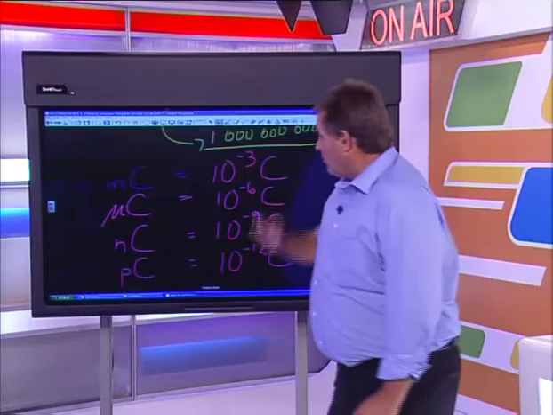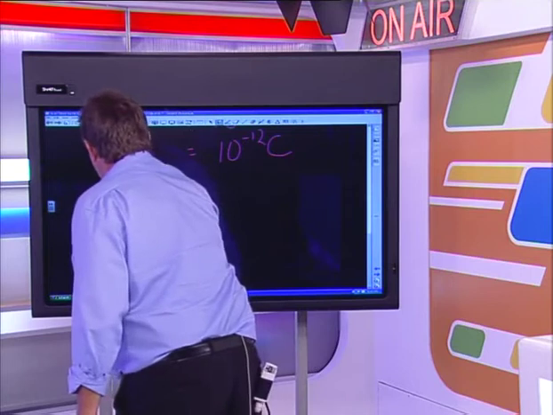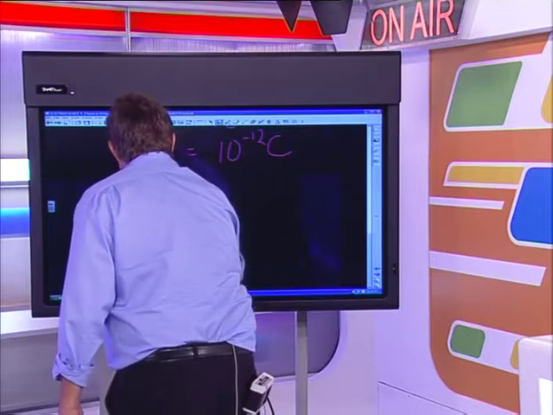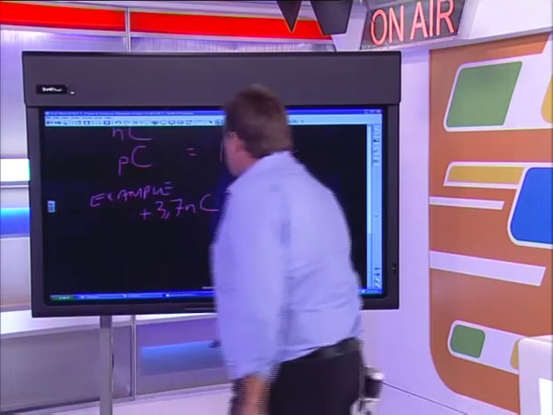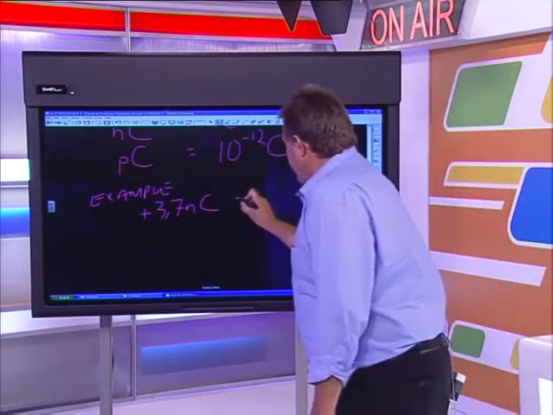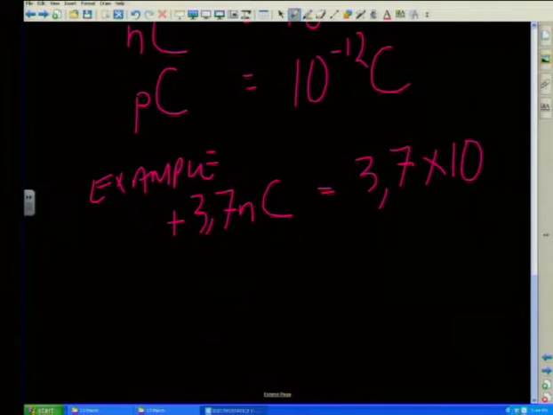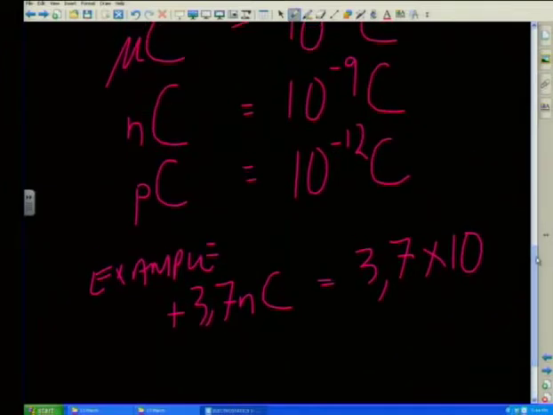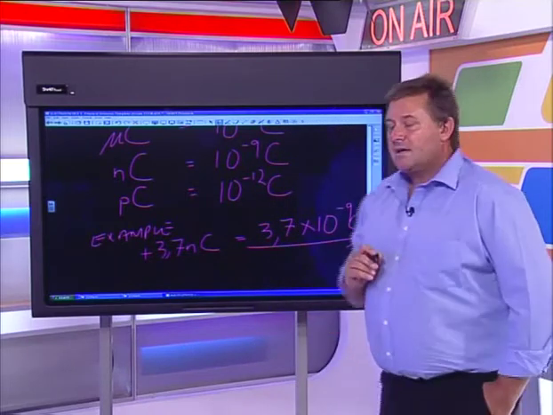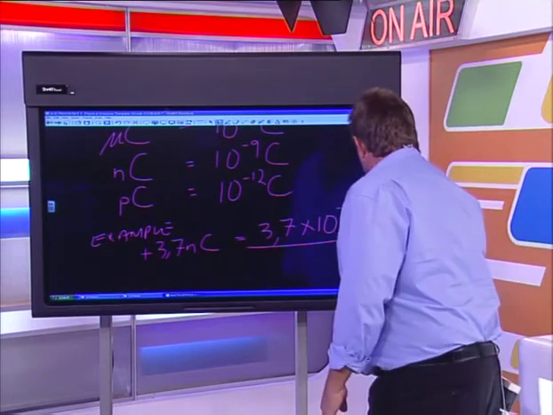Okay. And what we can now do is talk about, as an example, a plus 3,7 nanocoulomb charge. What that means is that its charge is 3,7 times 10 to the minus 9 of a coulomb, because a nanocoulomb is 10 to the minus 9.